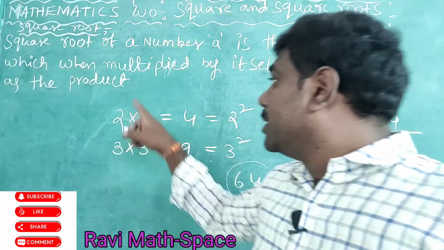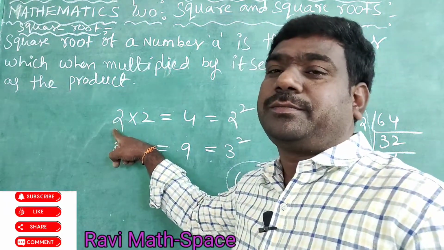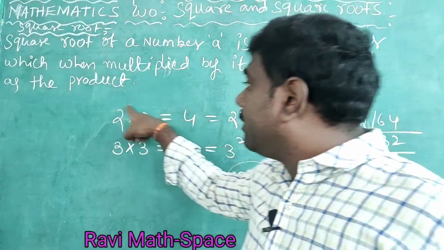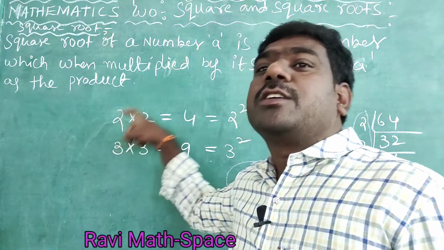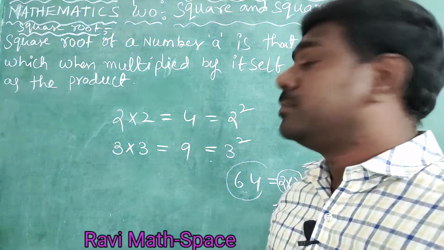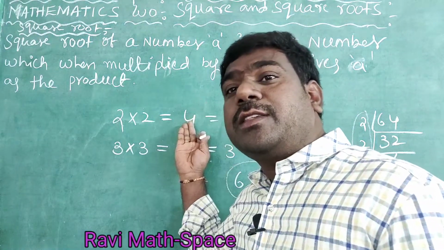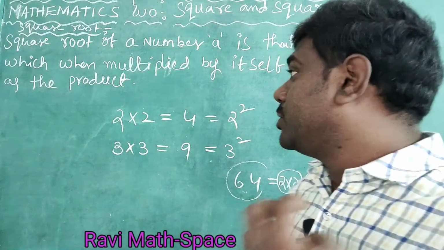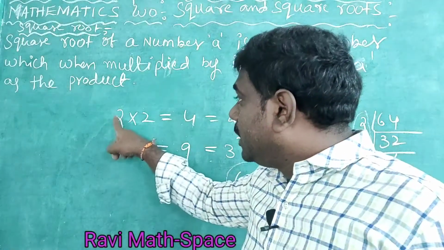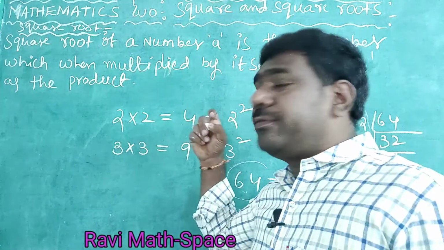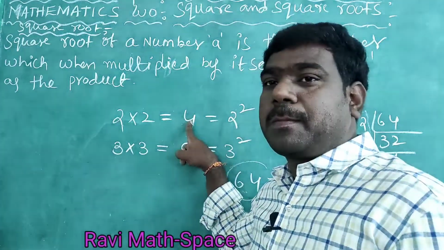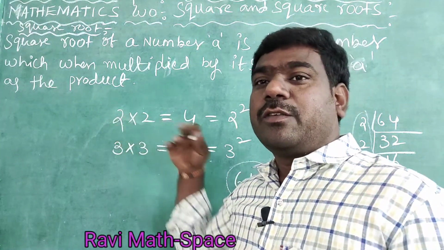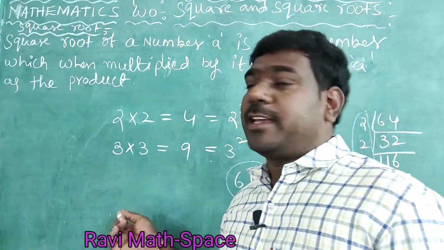Meaning, 2 is multiplied by itself, and we get the product 4. Then what can we say? 2 is a square root of 4. Then what about 4? 4 is a square of 2. See how to read this; you should pronounce it in a proper manner. 2 is a square root of which number? 4. 4 is a square of 2. Try to understand here.